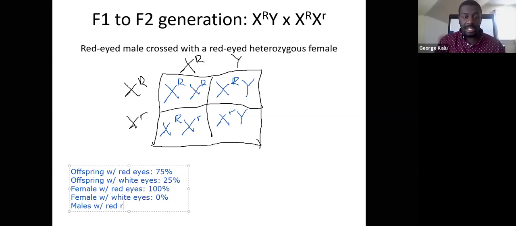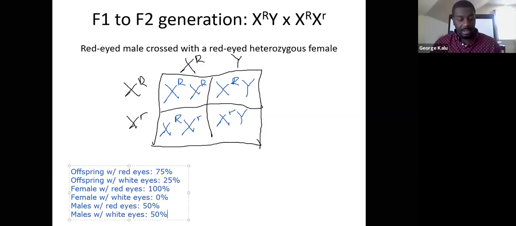Cool. Now, if we're looking at males, what's the likelihood of having a male with red eyes? Right, 50%, because you have 1 out of your 2 boxes with the dominant allele. So 50% there. And then any males with white eyes, what's the likelihood there?